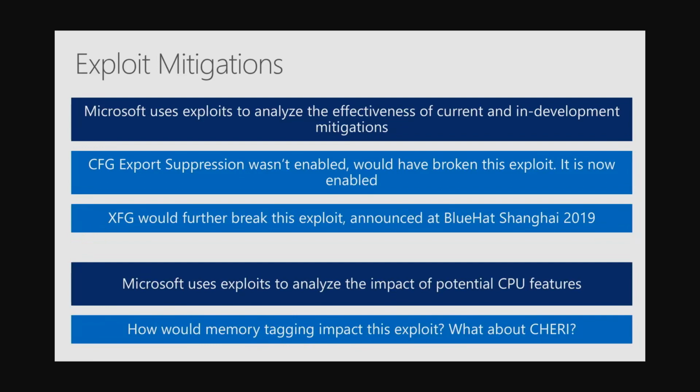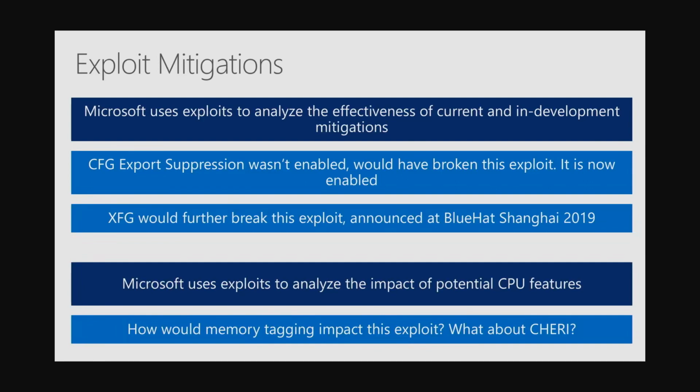We also have a new version of CFG that Dave Weston announced at BlueHat Shanghai called XFG. And when XFG was being worked on, we went and looked to see how XFG would impact this particular exploit. And we can clearly see that XFG would make this exploit substantially harder to pull off because the function signatures would no longer match between the indirect call target and the indirect call site.